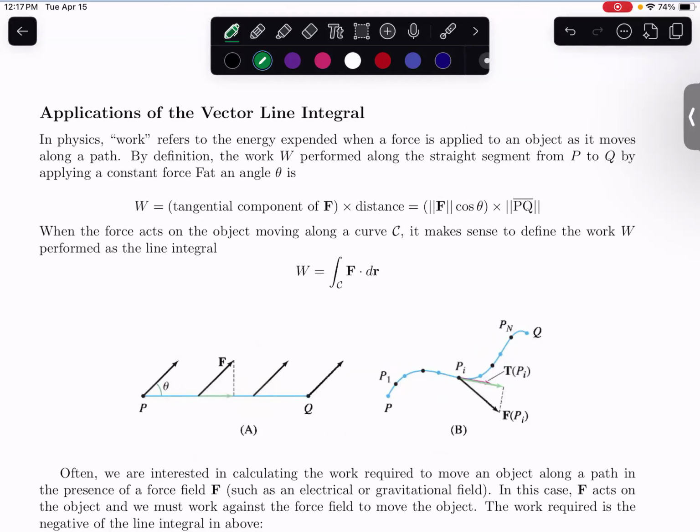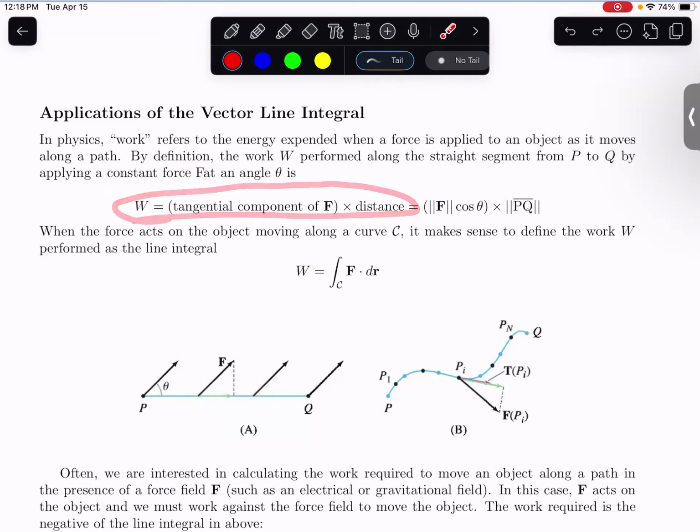So in physics, work refers to the energy expended when a force is applied to an object as it moves along a path. So when you see the word force, you should be thinking about the vector field. And when you see an object moving along the path, you should be thinking of our parametric equation, or the curve C that we're integrating over. By definition, if we just have a straight line segment from P to Q, like we have pictured here, the work W performed along this straight segment, assuming we're applying a constant force F at an angle theta, is going to end up being the following computation.